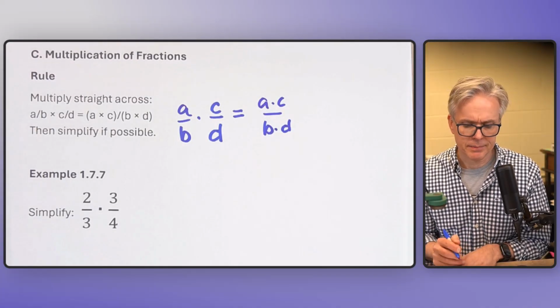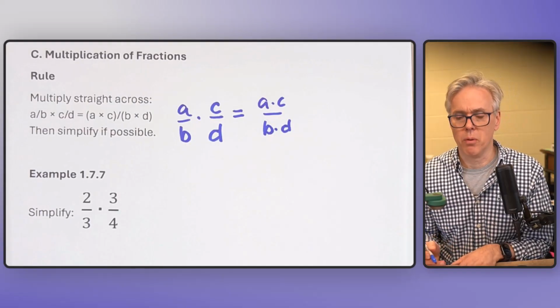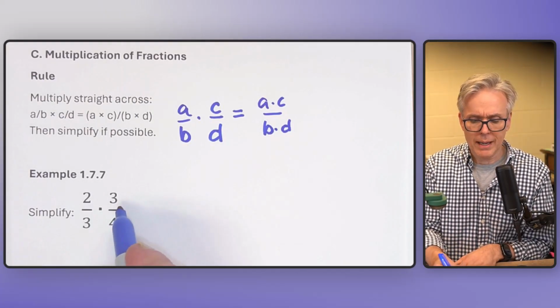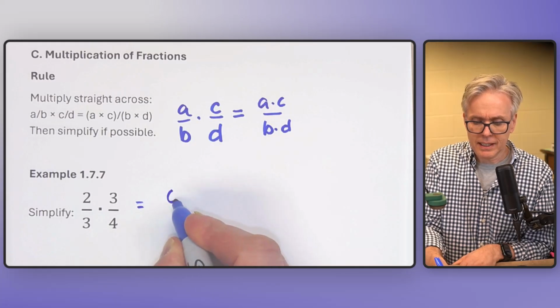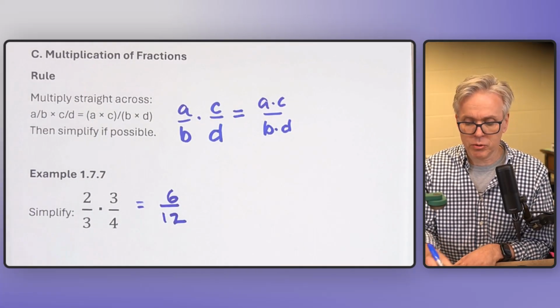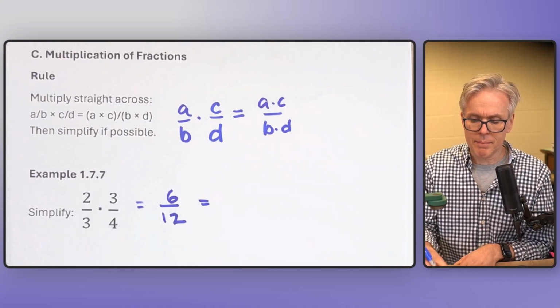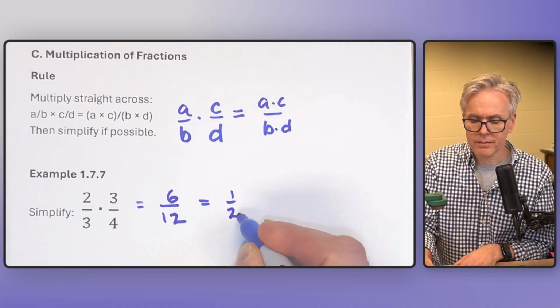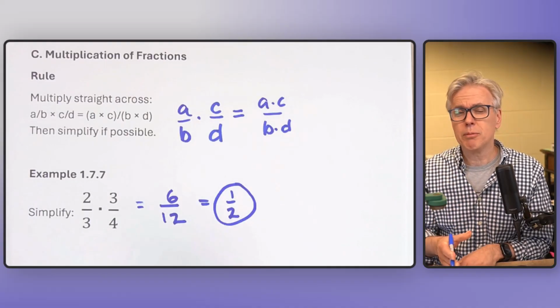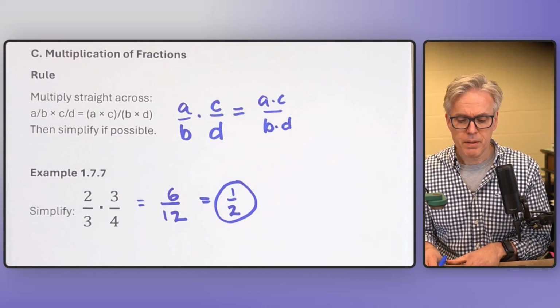Let's see what this looks like in practice. So 2/3 times 3/4. I'm going to show you two different ways to do this. We have 2 times 3 is 6, 3 times 4 is 12. We can reduce 6/12. 6 goes into both the top and the bottom, and we're going to get 1/2. Now, those numbers are pretty small and not too hard to do.